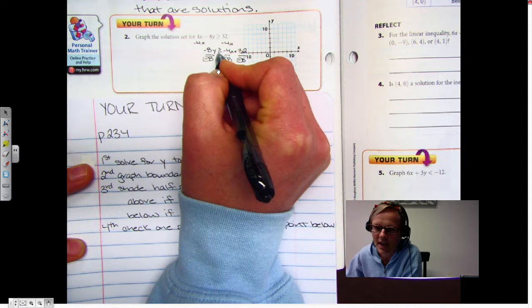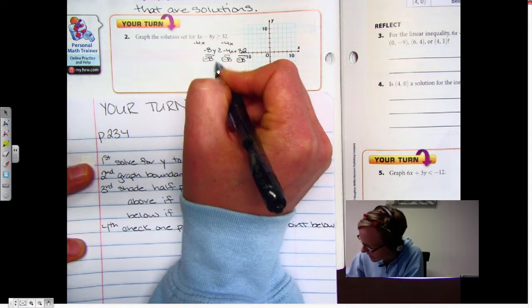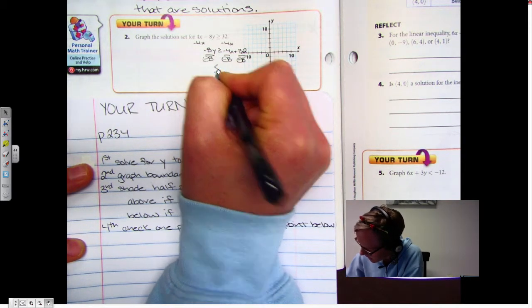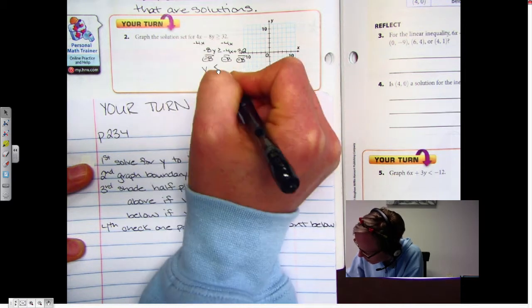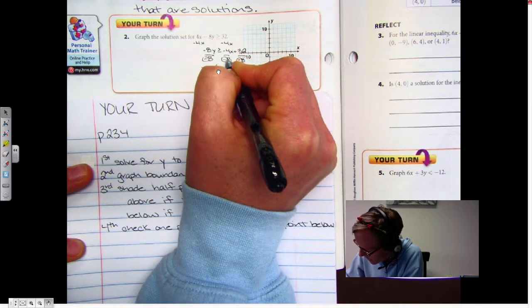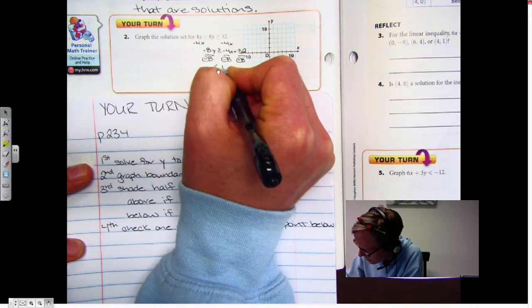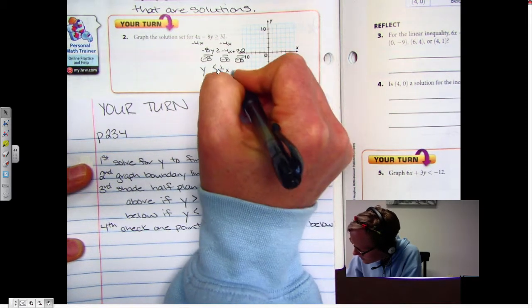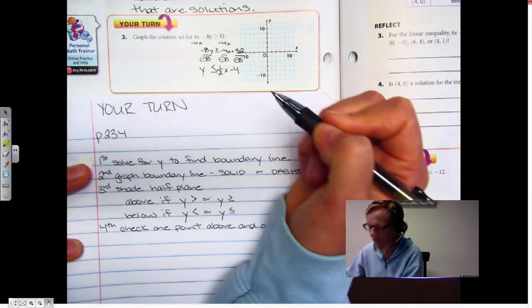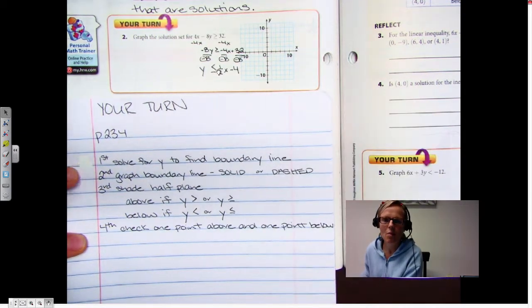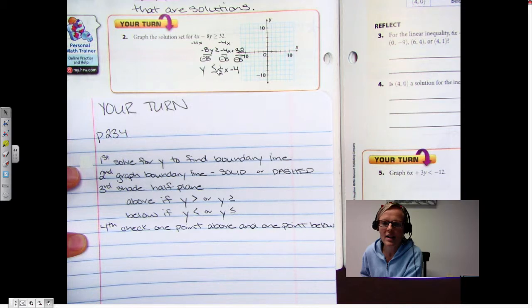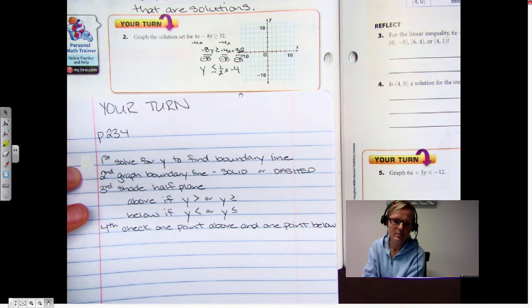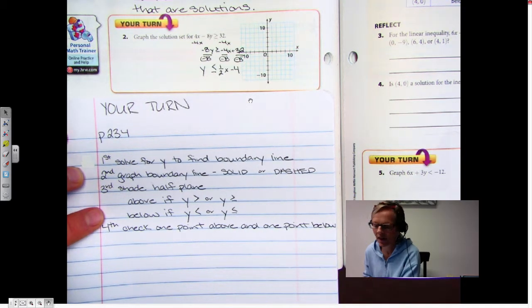Our sign used to say greater than or equal to. It is now going to say less than or equal to. So we're left with y is less than or equal to negative 4 divided by negative 8, which leaves us with 1/2 x, and 32 divided by negative 8 leaves us with negative 4. So this is our step 1. We've solved for y. Now we're going to graph our boundary line.